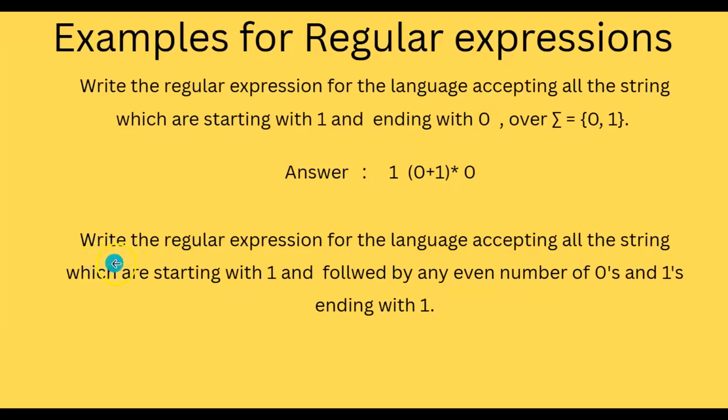Next question is, write the regular expression for the language accepting all the strings which are starting with 1 and followed by any even number of zeros and ones and ending with 1. So again, this string starts with 1 and ends with 1. And in between it may have an even number of zeros and ones. So again, this asterisk means 0 or more occurrences of the sequence of these 2 zeros or 2 ones in any order. So this is the answer for this question.